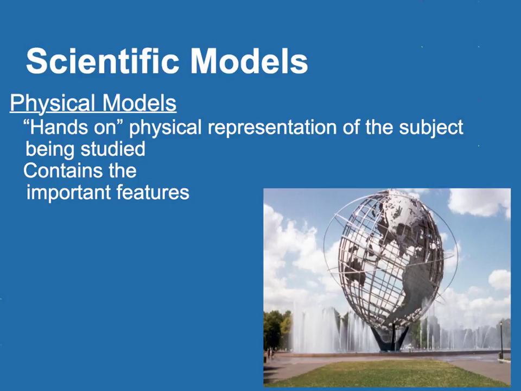Now that toy model, and this picture shows the globe from the World's Fairground over in Queens. Those of you that drive along the LIE, you might notice it off on the side. That's a representation of the Earth, right? So it looks like it, but it's not the real thing, right? Obviously, I mean, we'd fall through there. That'd be a problem. All right, so that's a physical model.